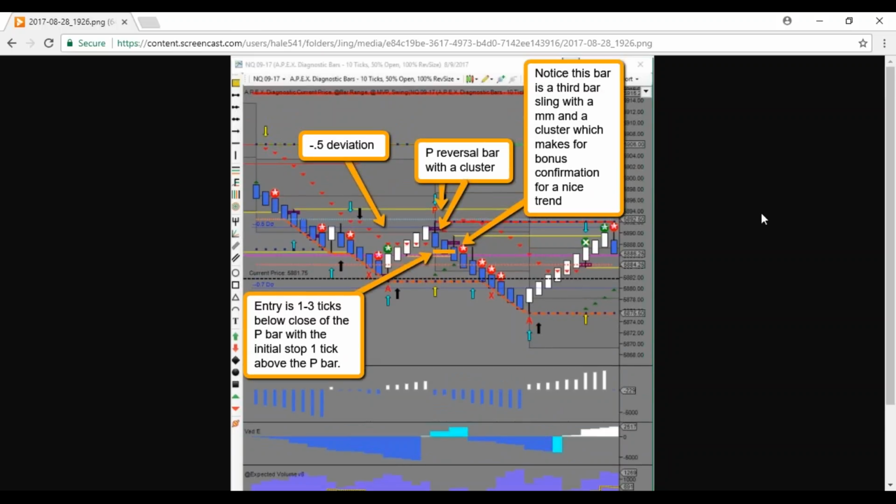TBS, third bar sling, right? And is that just any old regular third bar sling? Ivan, there you go. Ivan, what else does it have? Yep. Ivan's the gold star winner again today. It's a third bar sling, which we know are very powerful. We talked about them yesterday. It has a cluster and a mini magnet.